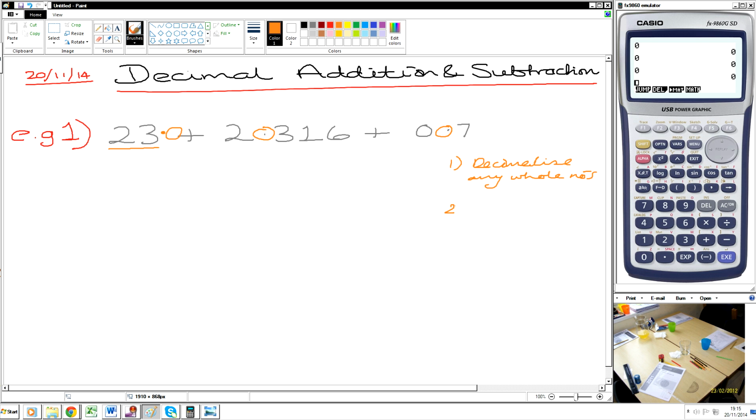Number two, what we're going to do now is line up the decimal points. For example, keep them all in a line. So let's do that now. Let's rewrite the question. You have 23.0. Next number is 2.316. By lining up the decimal point, everything goes in the right place. You have 0.7. Now this is an addition question.